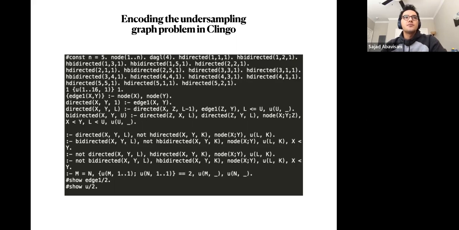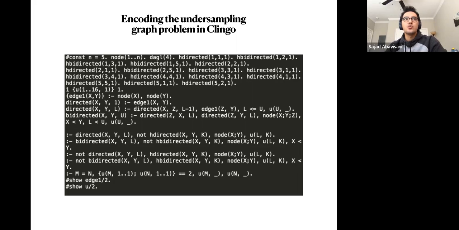The next line is saying that if there's an edge between 2 nodes, there is a directed path between those 2 nodes of size 1. And then the next line is saying that if there is an edge between node Z and Y, and there is a directed path between X and Z, it means that X and Y are also connected, but with length 1 plus the length of the directed path that we had.